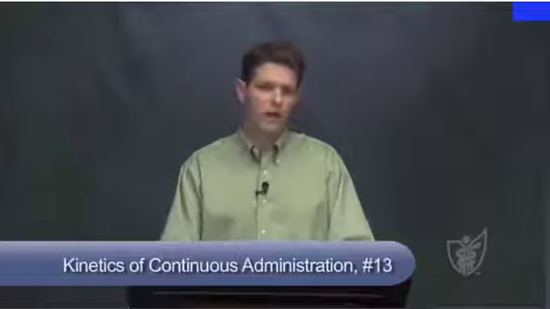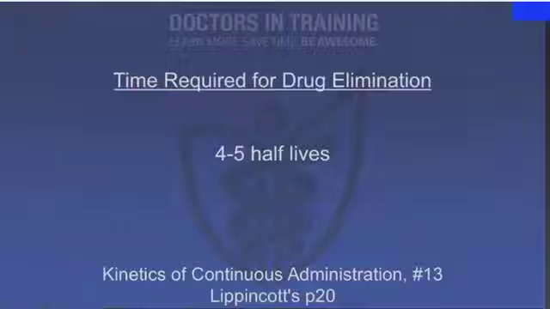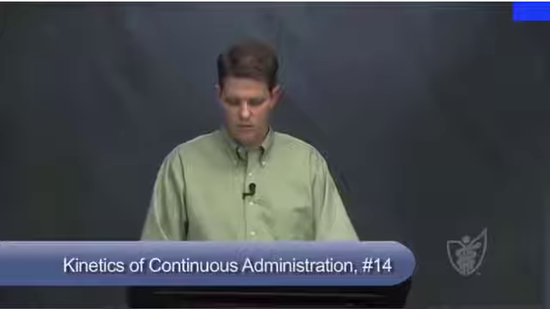And just like it took 4 to 5 half-lives to get up to steady-state plasma concentration, it's going to take 4 to 5 half-lives to completely eliminate the drug. And remember, infusion rate didn't really affect how long it took to get to the steady state, so the starting concentration doesn't really affect how long it takes to clear the drug.